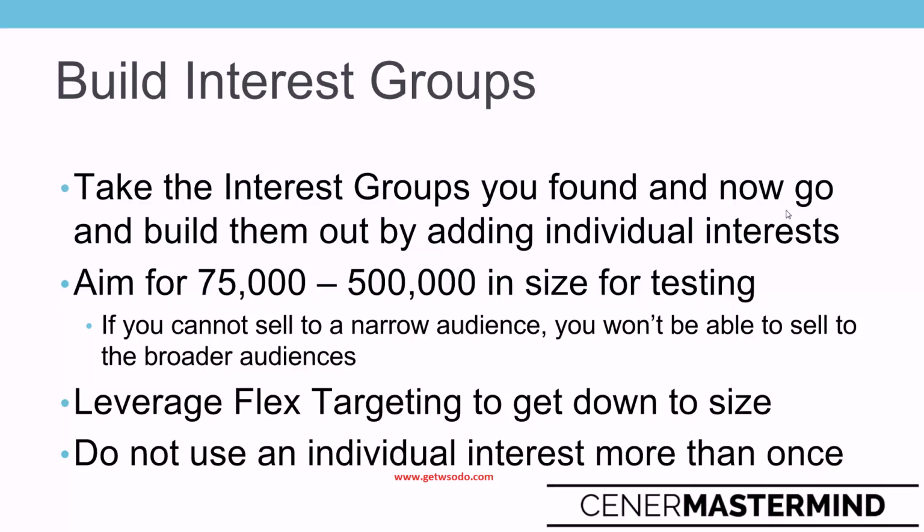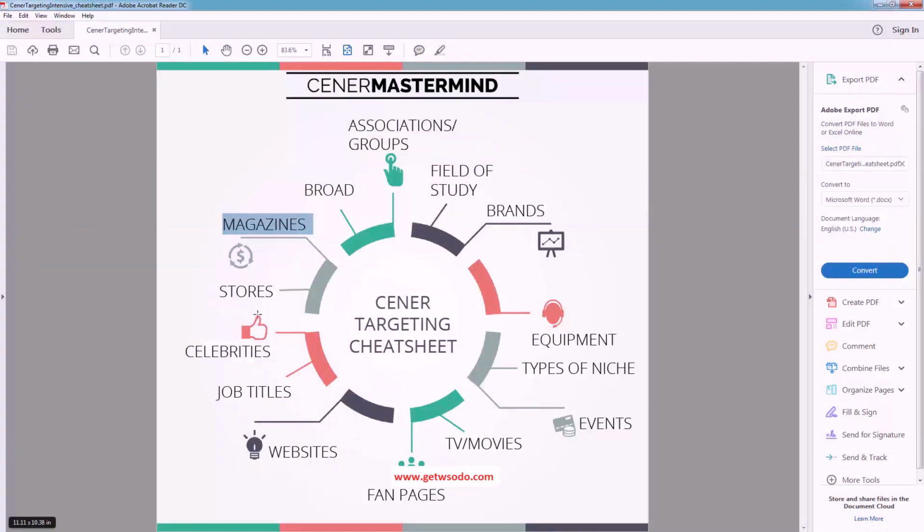Okay, never use an individual interest more than once. I see a lot of people get caught up on this. There's no right or wrong answer for building these interest groups, right? There's no right or wrong answer about where you put something. I'll give you an example. In the sports niche, Sports Illustrated is a magazine, but it also has a website, and it also has a fan page, and it's also a brand, right? Where do you put it?